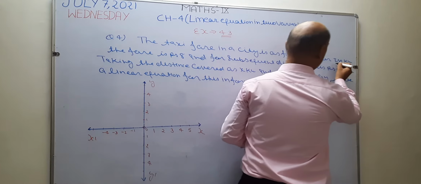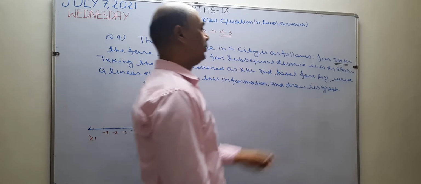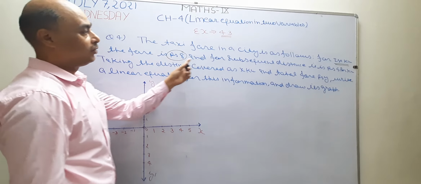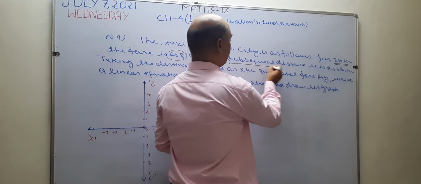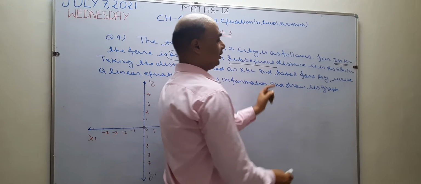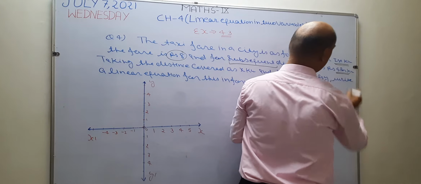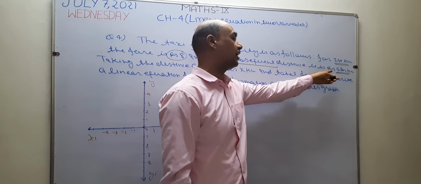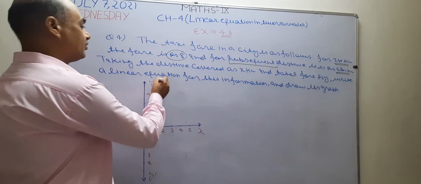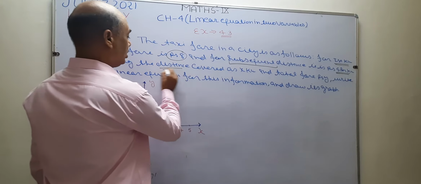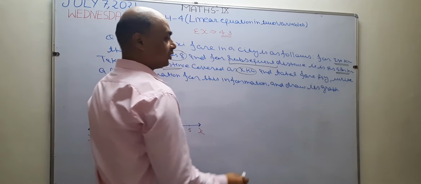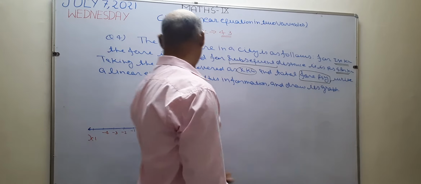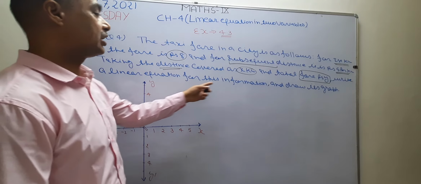For the first kilometer, when we travel the first 1 kilometer by taxi, the fare is rupees 8. For the subsequent distance, meaning after 1 kilometer, the cost per kilometer is rupees 5. After 1 kilometer, each kilometer is charged at rupees 5. And it is given that the total distance is x kilometer, and the total fare is rupees y. Write a linear equation for the given information.